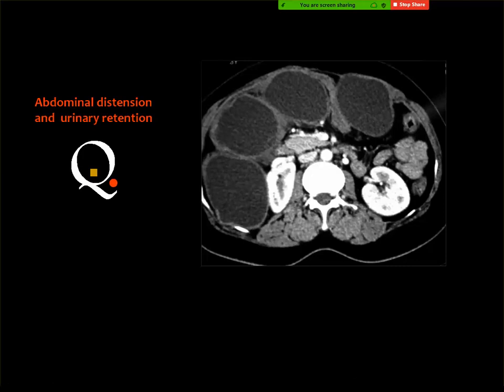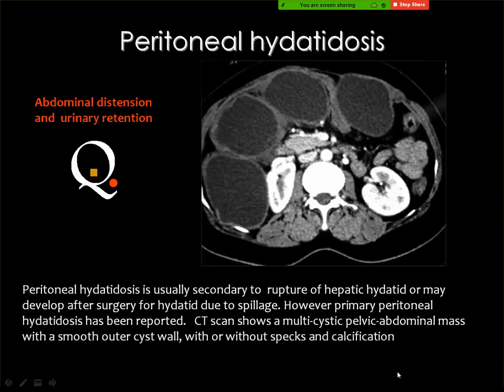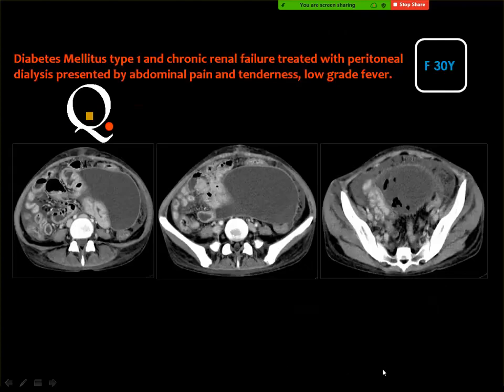Multiple abdominal cysts or intestinal obstruction? Intestinal obstruction? Now, if these are the small bowel, look at the wall of the small bowel. These are cysts in the abdomen. This is hydatid cyst. Yes, and this is what is known as peritoneal hydatidosis or multiple peritoneal hydatid cysts.